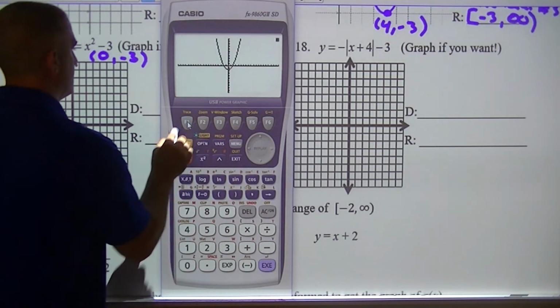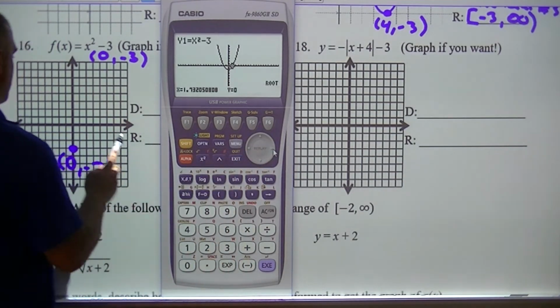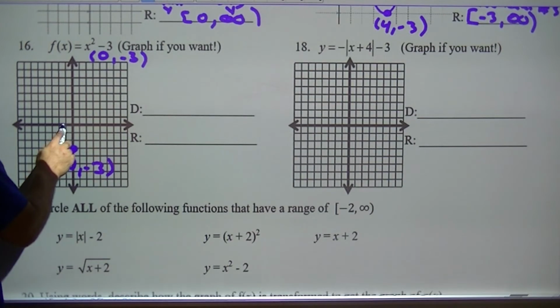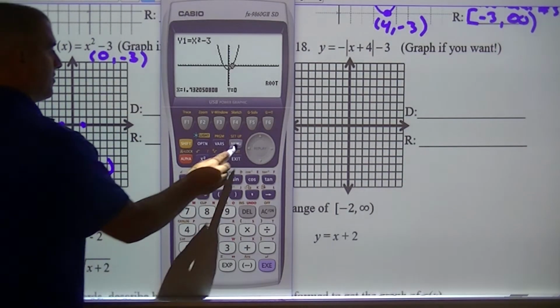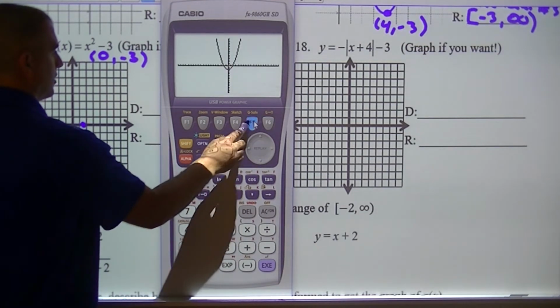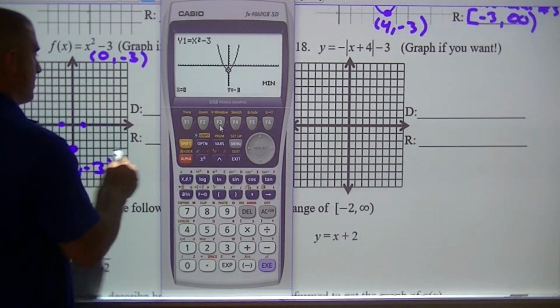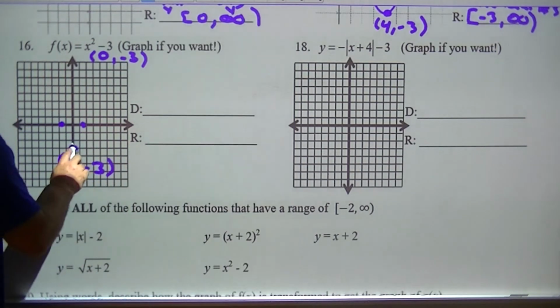G-solve root, -1.7. See if there's any others, 1.7. Okay, so here. All right? We'll check the other things. G-solve max. Nope. G-solve min. Already there. G-solve y-intercept. There. Okay, graph looks like this.